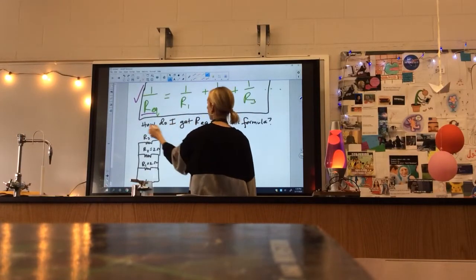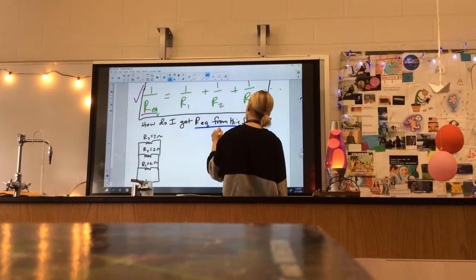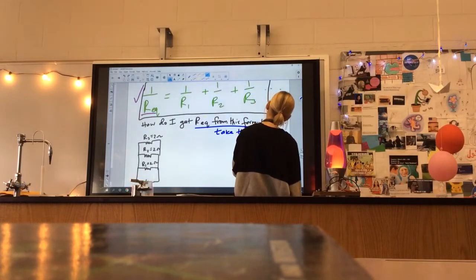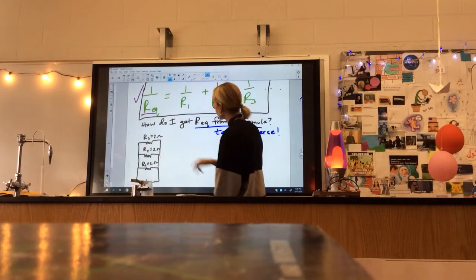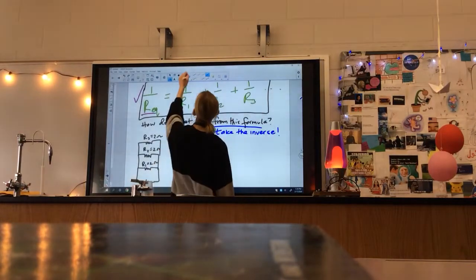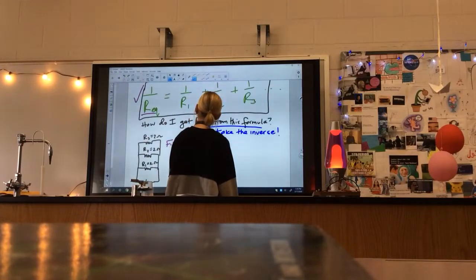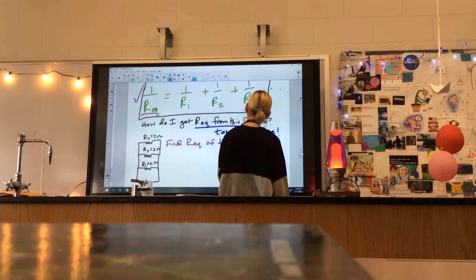So the answer to this question from before that I forgot to write was, to get REQ from this formula, we're going to need to take the inverse at the end. Okay, so let's solve. So find REQ of the parallel circuit to the left.